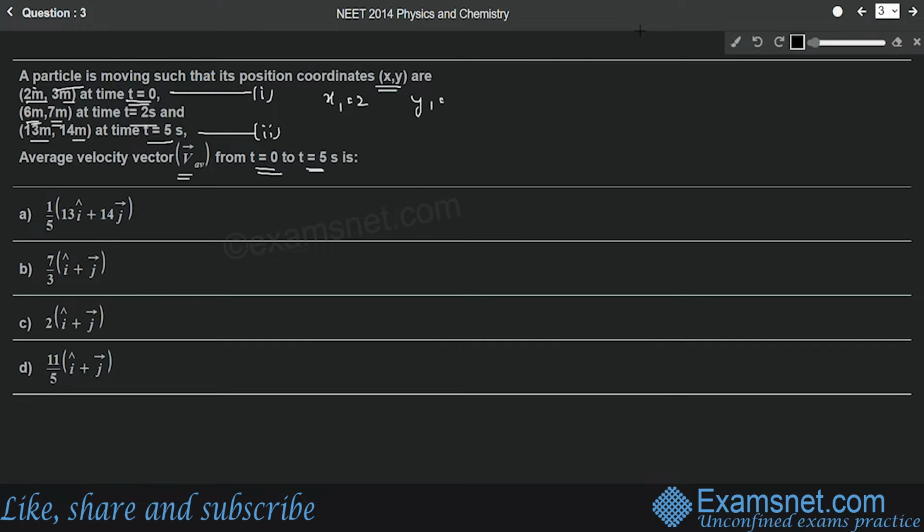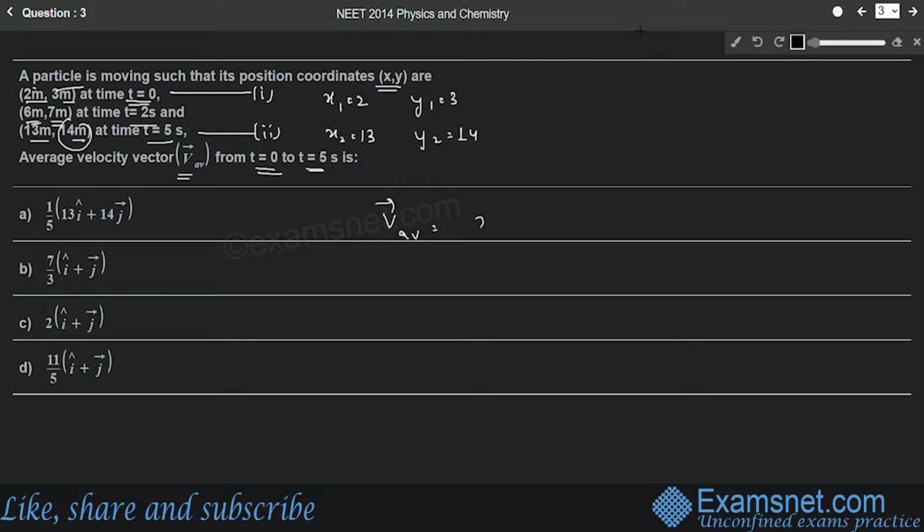Similarly, from the second one, x is equal to 13 meter and y is equal to 14 meter. So x2 is equal to 13 and y2 is equal to 14. Okay. Now we have to find out the average velocity vector.